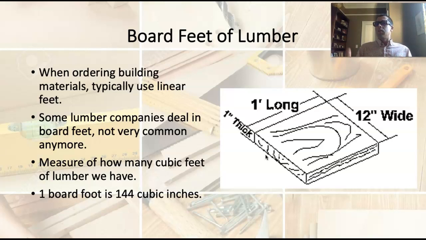Now let's take that same board and make it 12 inches wide, 24 inches long, and 1 inch thick. If we multiply those together, we're going to get 288 cubic inches. We divide by 144, that's going to give us 2 board feet.